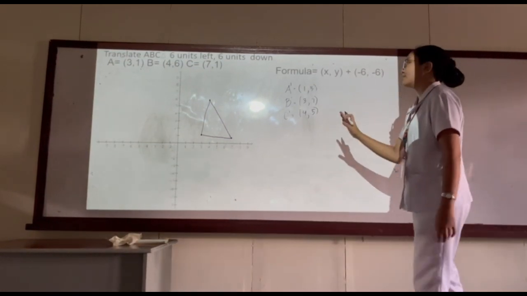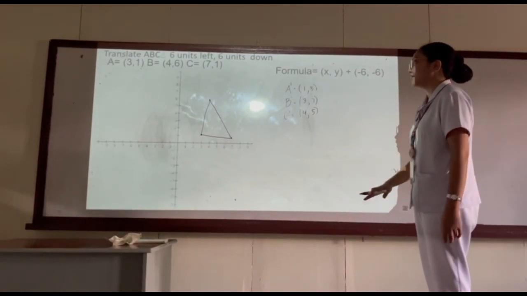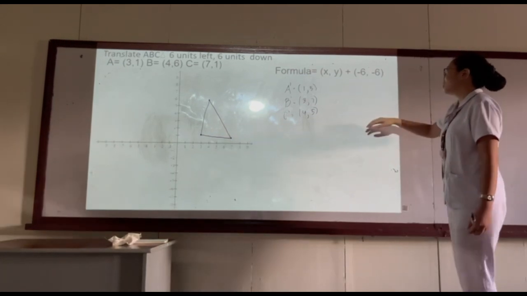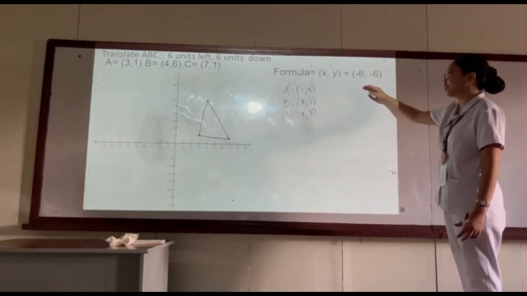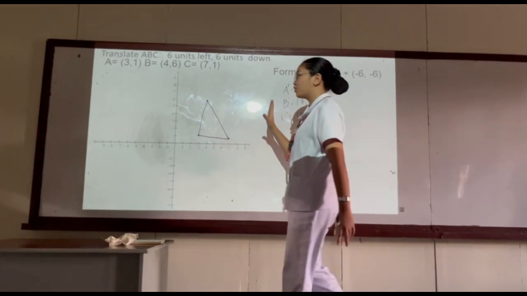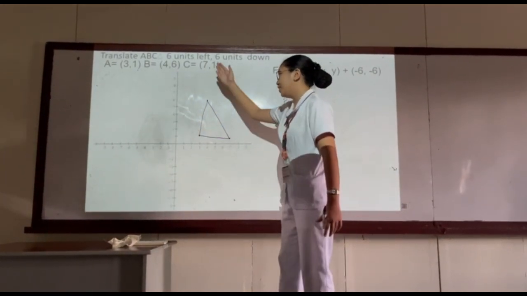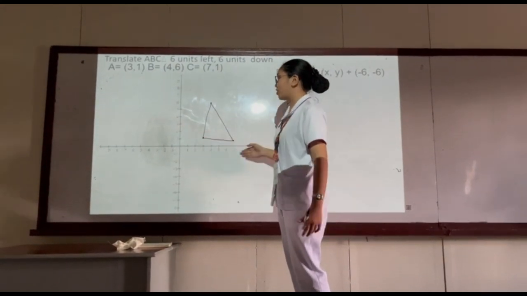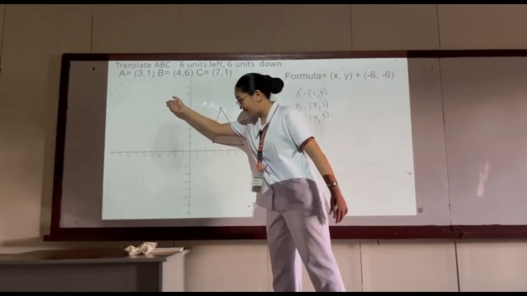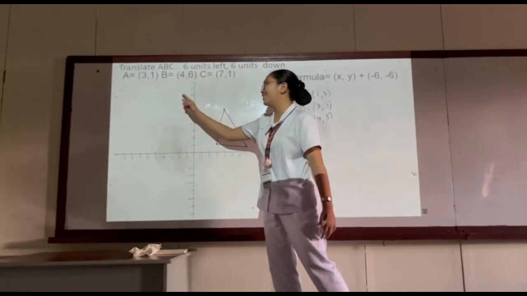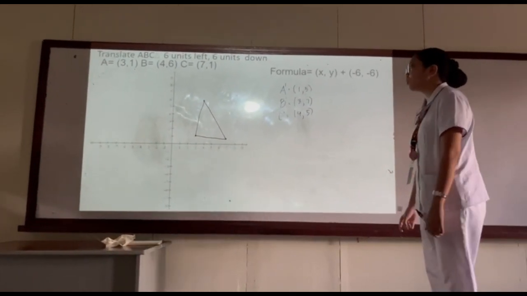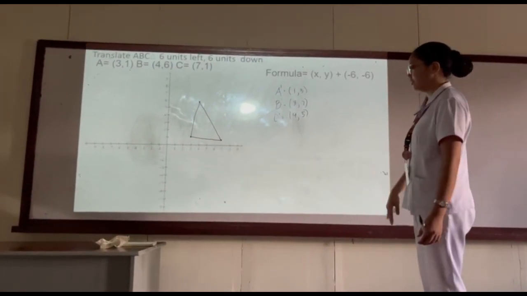In order to translate it 6 units up and 6 units down, we're going to use subtraction. Since we're moving towards the negative side of the graph, as you can see, this quadrant right here is positive. This quadrant right here is all negative. So we're going to use subtraction.